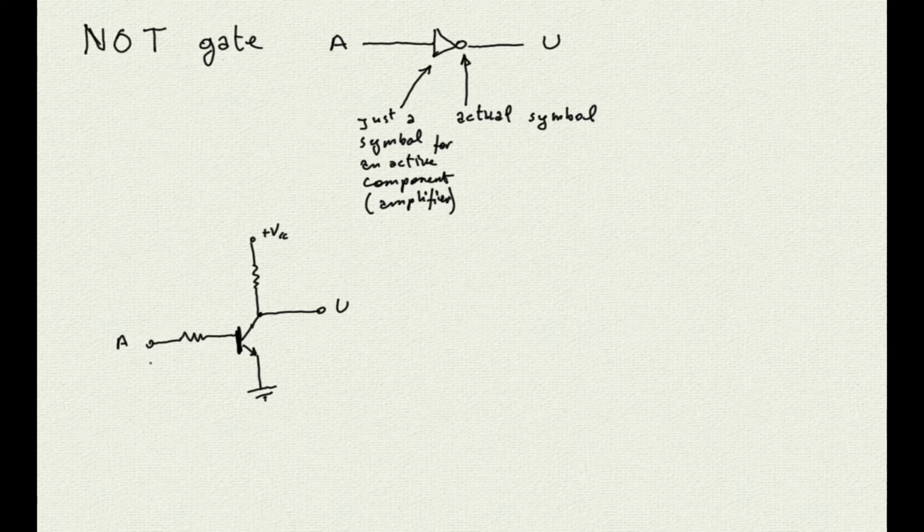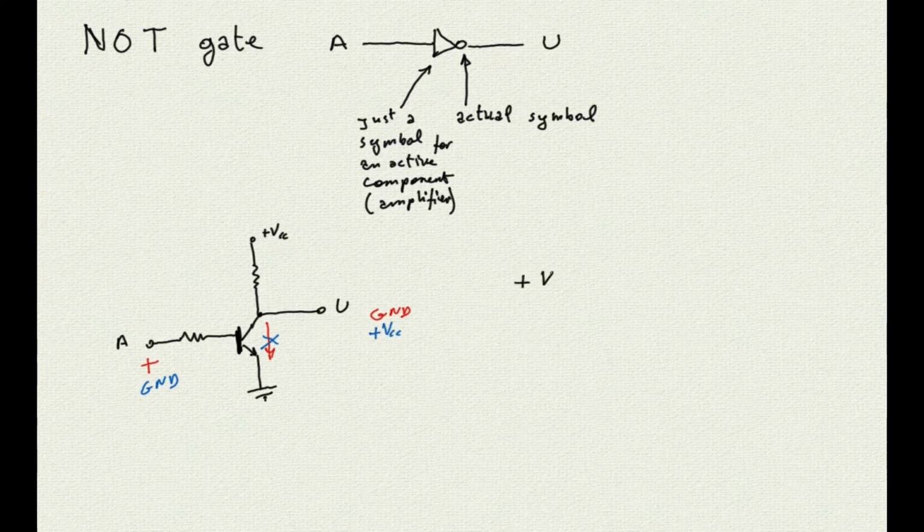Let's now figure out how it works. If we put a positive voltage in A, basically the plus VCC, the transistor will be on and a current will flow between collector and emitter, limited only by the resistor on the collector. Because of that, the output U will be at the ground level. If we connect A to ground instead, the transistor will be off or open, and there will be no current flowing through it. As a result, U will find itself at the positive voltage plus VCC.